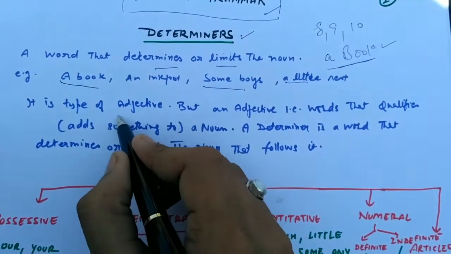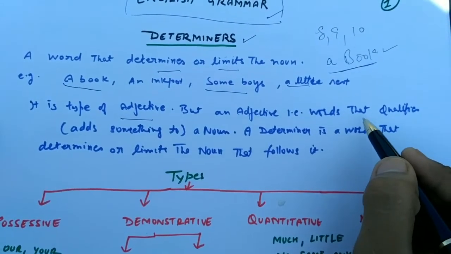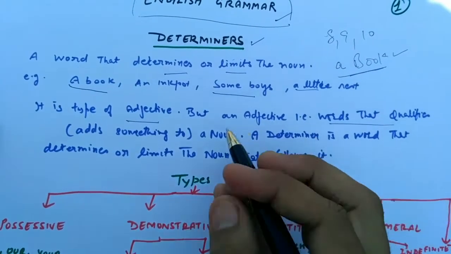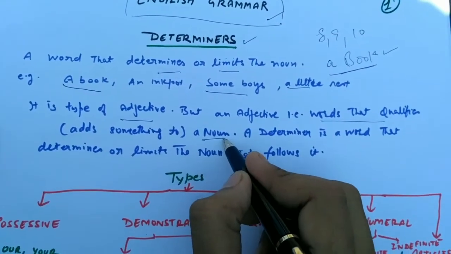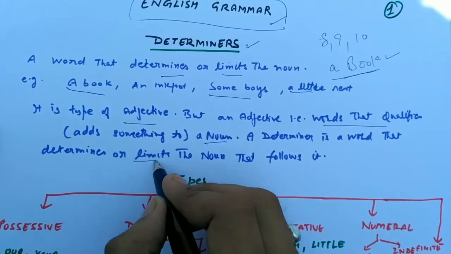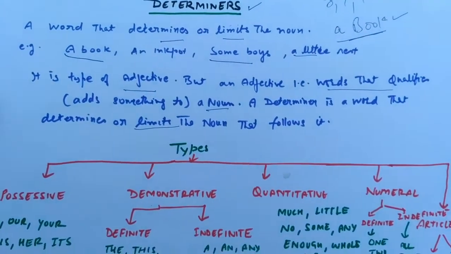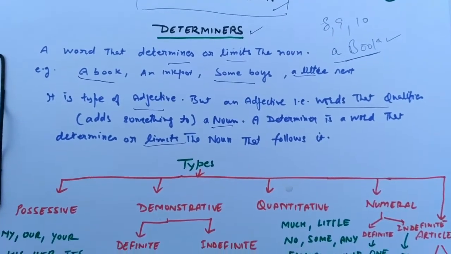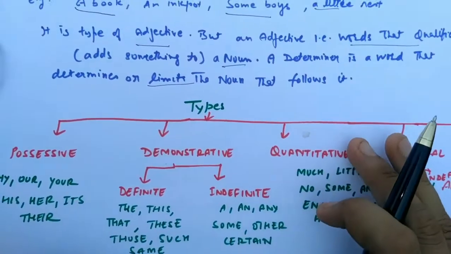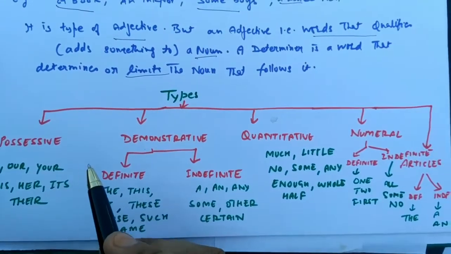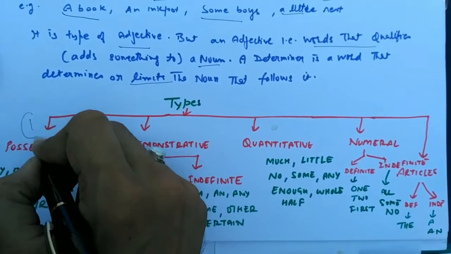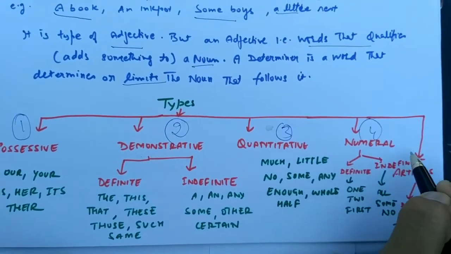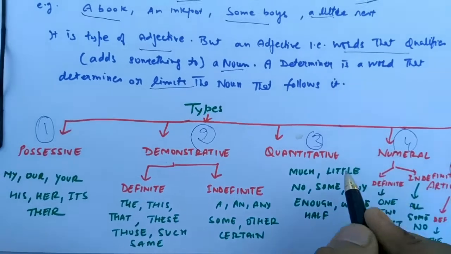So it is a type of adjective, but the main difference is that the adjective is the word that qualifies or gives the quality of a noun, while a determiner only limits. It does not focus on the quality. Here is the main difference between determiner and adjective. Next are the types of determiners. Here are the following types: first is the possessive, demonstrative, quantitative, numeral, and last is the article.